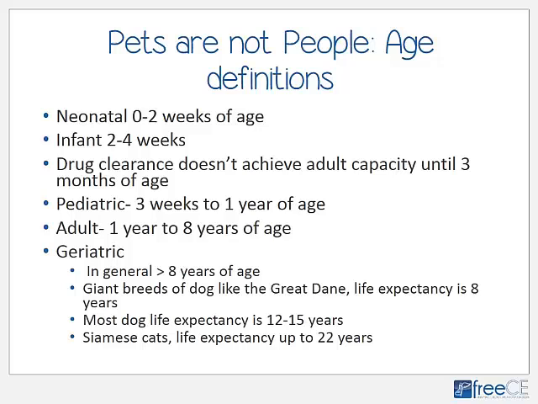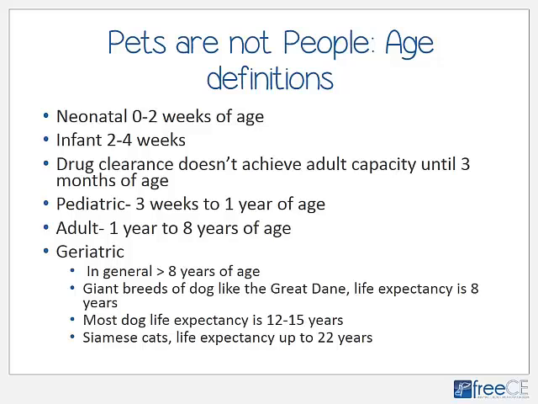When dosing pets of these ages, we need to understand that drug clearance does not achieve adult capacity until 3 months of age, so there may be changes in dosing amount or dosing interval that you may encounter. The adult stage is from age 1 to 8 years of age. And lastly, our geriatric population is defined in general as a pet that is greater than 8 years old.